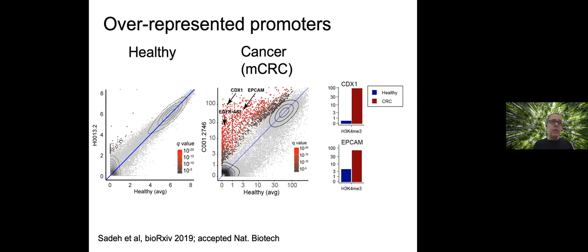So on the left, we see a healthy person compared to the average of a different group of healthy people, and there are very little differences. Each dot is a promoter. And on the right, we see an example from a metastatic colorectal cancer patient, where there are thousands of genes whose promoters change by 100-fold or 30-fold. CDX1 is a classic marker of colorectal cancer, and EPCAM is an epithelial marker that is very lowly present in healthy patients.